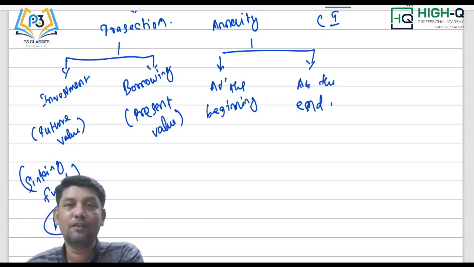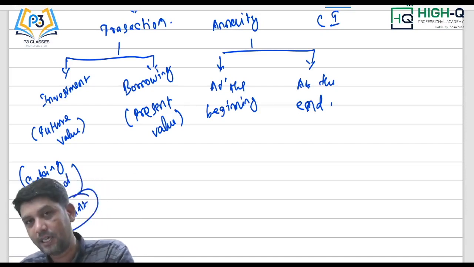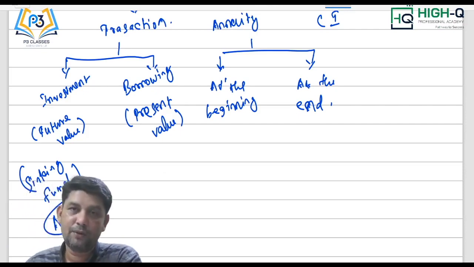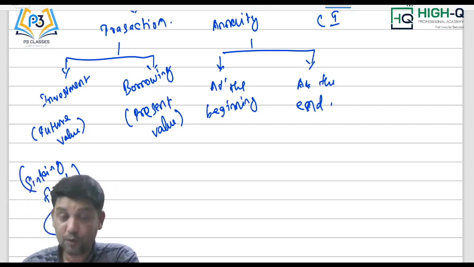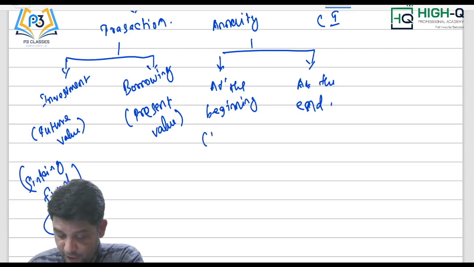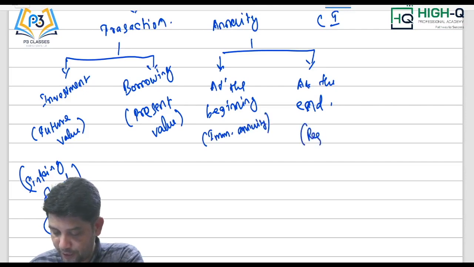Sometimes at the end of the period, at the end of 1 month, at the end of 6 months, we pay this annuity. That is, we call it at the end of the period. At the beginning of the period, I call it immediate annuity. And this is regular annuity.